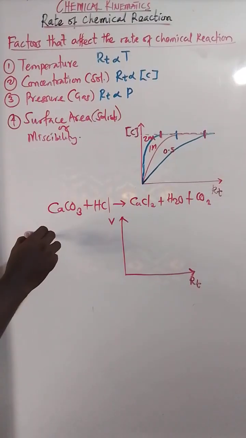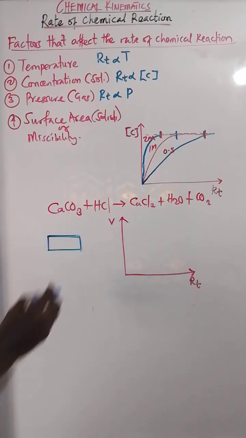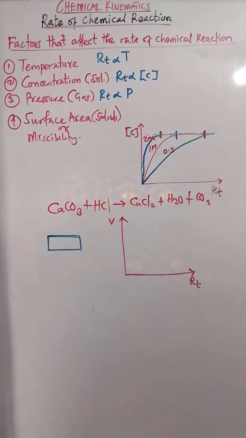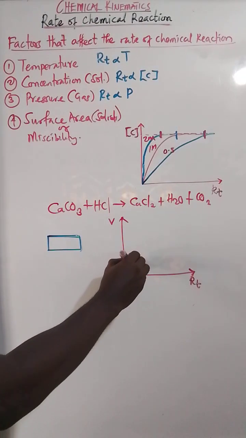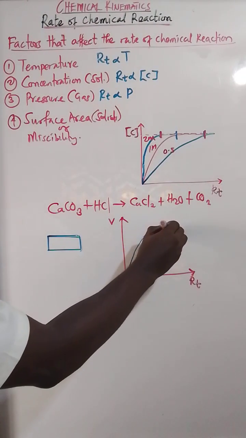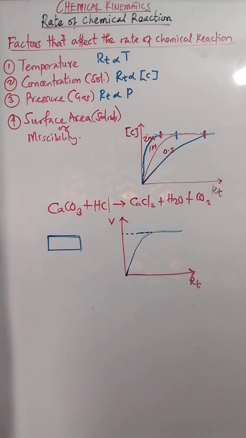So let's hold this marble, and we throw this in this acid. CO2 will evolve, and the volume of CO2 produced goes this way until it becomes constant, showing the completion of the reaction. So now, what next? Let's break this down into pieces.